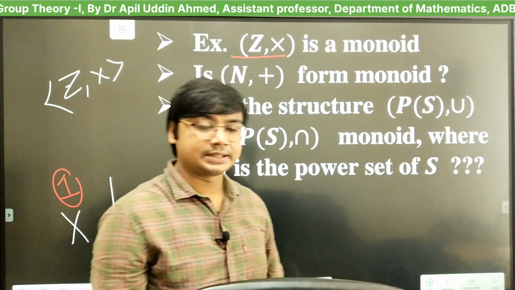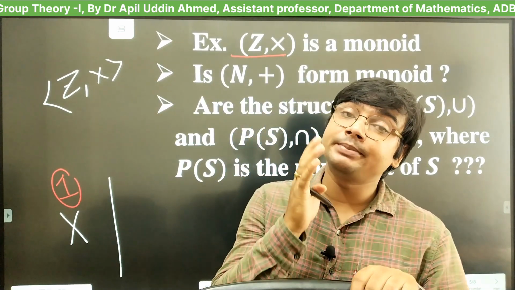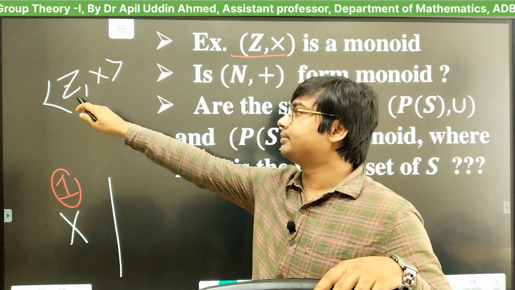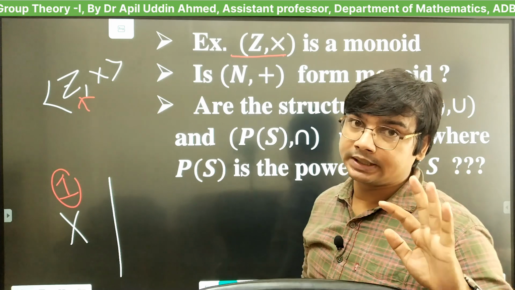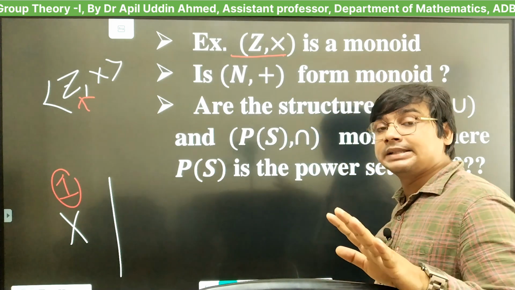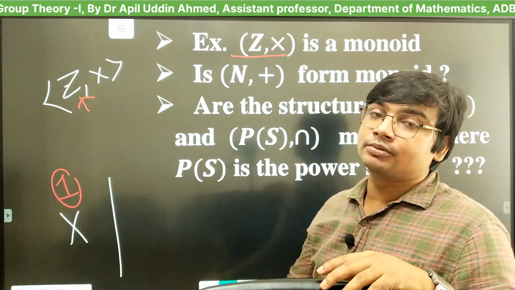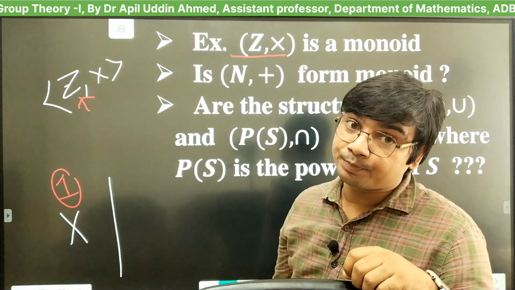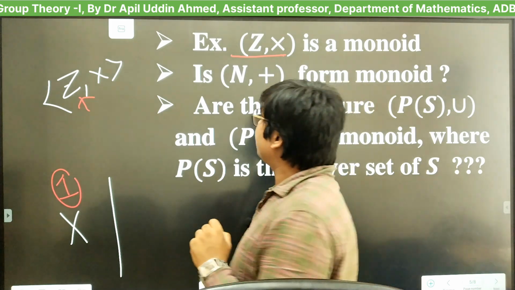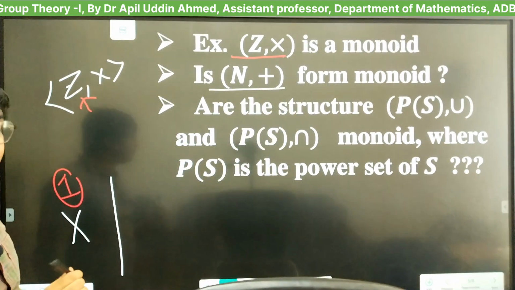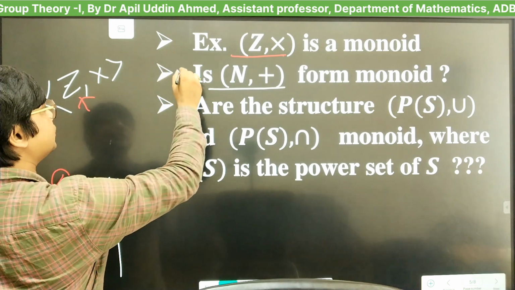We have already discussed this in the last class. So one is the multiplicative identity, and we know that one is in Z. Z contains the identity element 1 here. That means this Z satisfies all three properties of a monoid, so Z will form a monoid with respect to multiplication. But what about the set of natural numbers with respect to plus? This is not a monoid. So this is no.